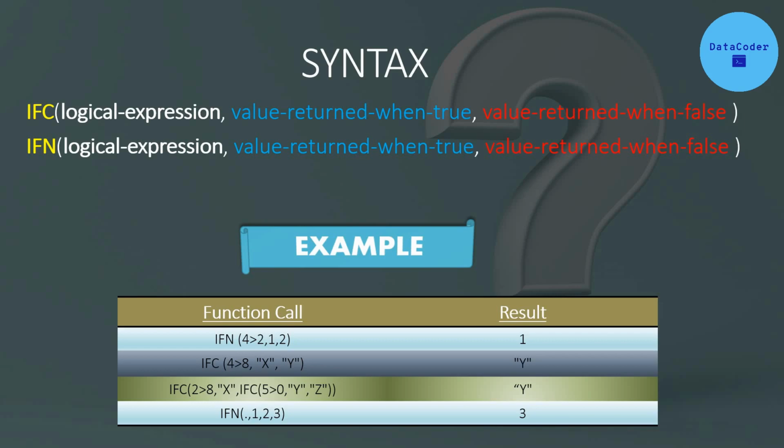So here the first logical expression will evaluate, that means 2 greater than 8. Here 2 greater than 8 is false, hence we are getting the third argument as a result, that is IFC 5 greater than 0. And again when 5 greater than 0 evaluates, it's true, hence we are getting the result as y. Next is IFN missing, 1, 2, 3. So here the logical expression is missing, and hence we should get the result as the fourth argument, and here the fourth argument is 3, and we are getting the result as 3. So this is how IFC and IFN functions work.